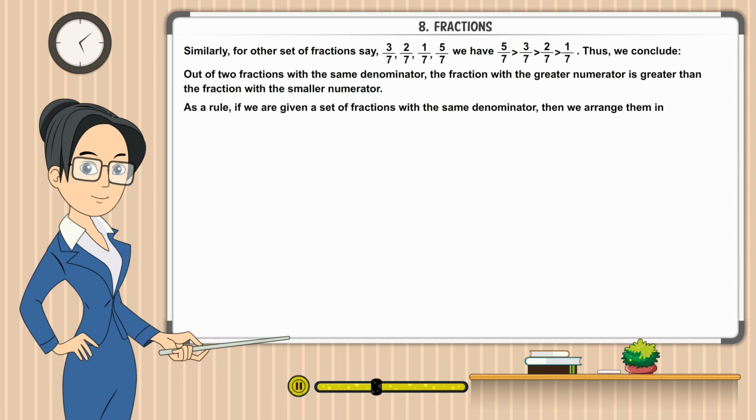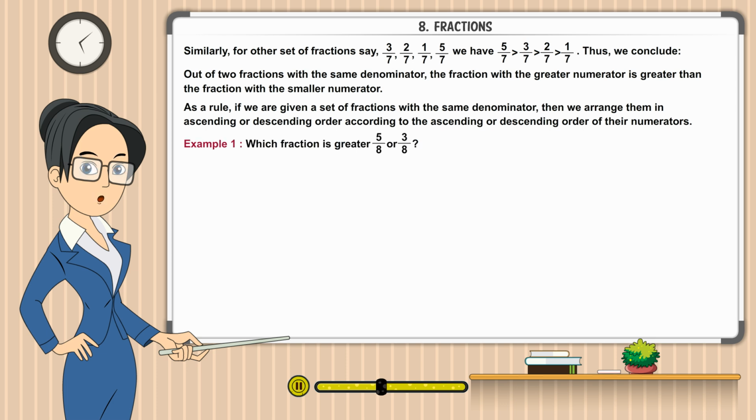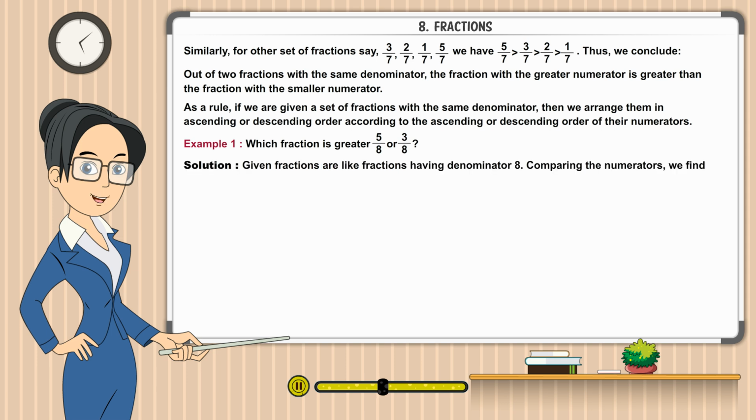As a rule, if we are given a set of fractions with the same denominator, then we arrange them in ascending or descending order according to the ascending or descending order of their numerators. Example 1. Which fraction is greater, 5 upon 8 or 3 upon 8? Solution. Given fractions are like fractions having denominator 8. Comparing the numerators, we find that 5 is greater than 3. So, 5 upon 8 is greater than 3 upon 8.